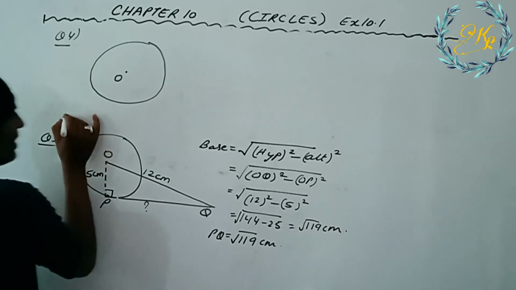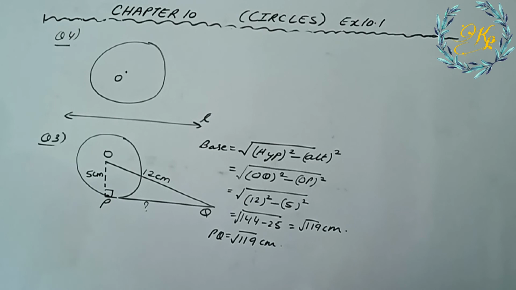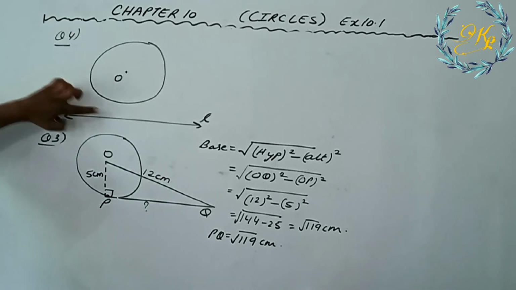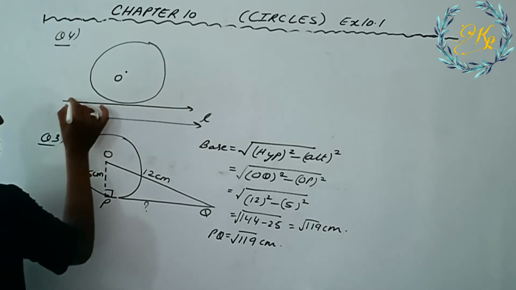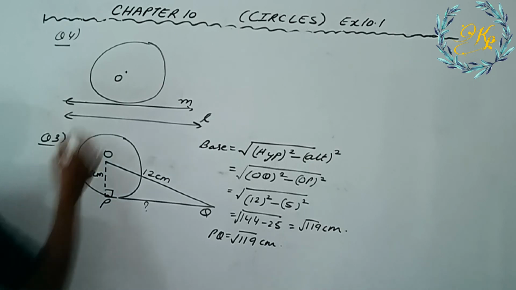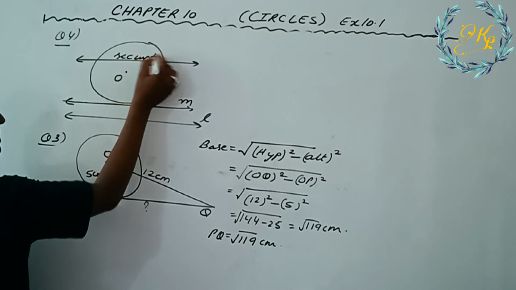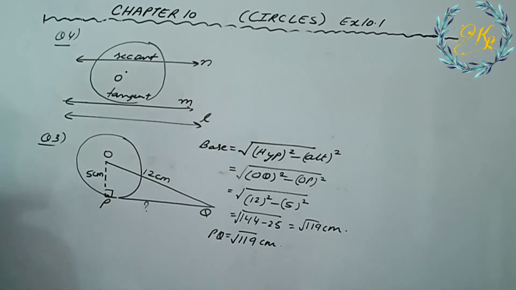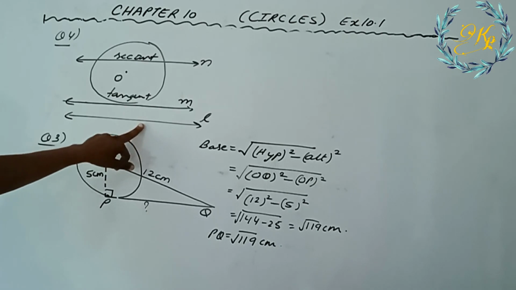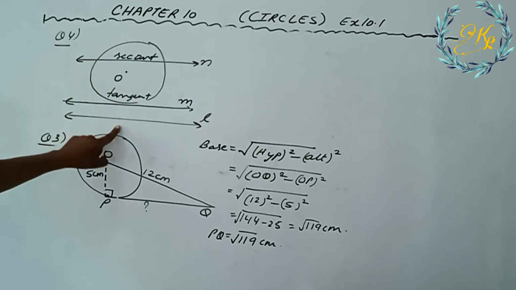Alright, so let's see. We are given a line outside the circle. So this is the line we have. Let us mark it as L. We have to draw two lines parallel to this line. One of them will be the tangent to the circle. Let this line be M. And the other line will be a secant to the circle. I'll write here secant and here tangent. This is line N. So here you see this line L is the given line, and M and N are the lines parallel to this line L.